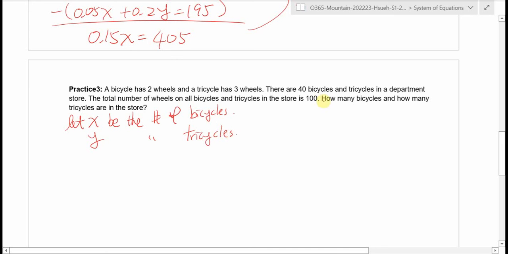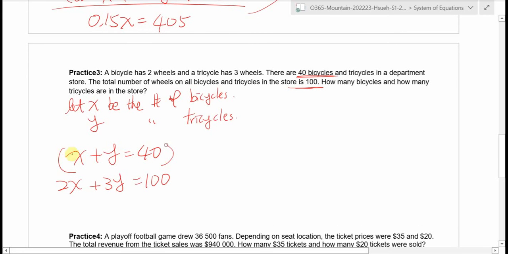So again, right away, there are 40 of them in total, so X plus Y equals 40. And then it says in total there are 100 wheels. For each bike, you have 2 wheels, so 2 times X will tell you how many wheels there are for bikes. For tricycles, it's going to be 3 times Y, and in total, 100. So I'm going to multiply the first equation by 2, so I get my coefficients of the X to be the same. So I get 2x plus 2y equals 80. And then I still have 2x plus 3y equals 100.